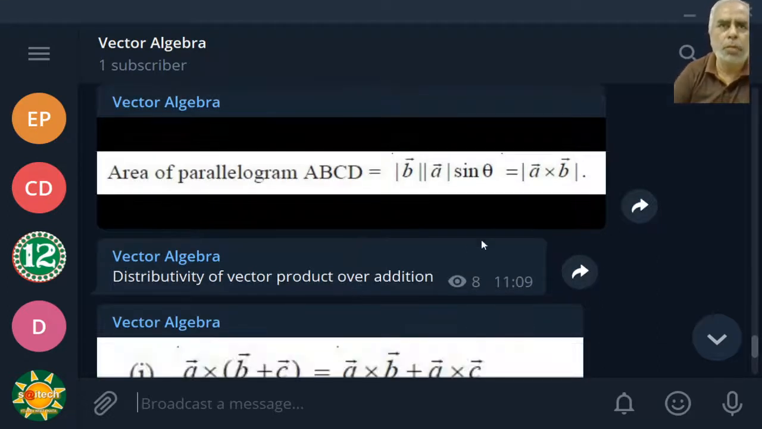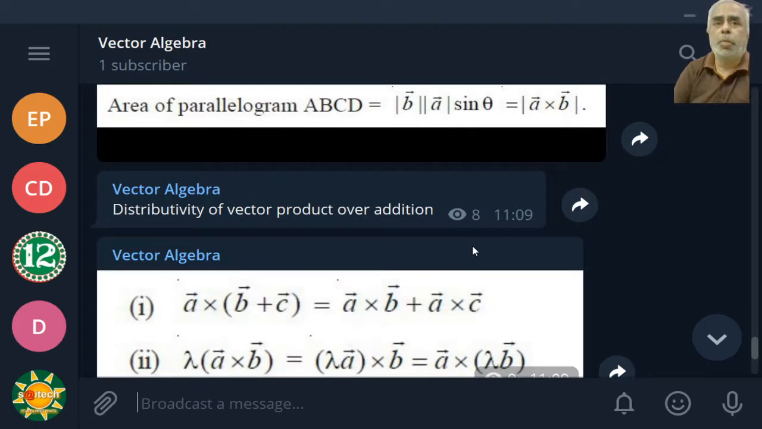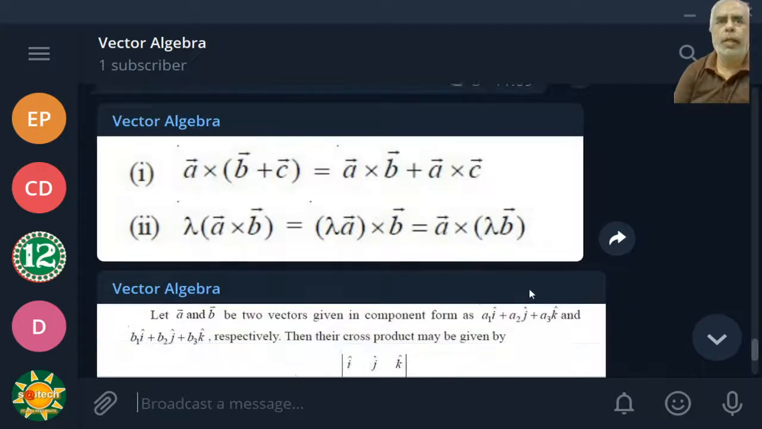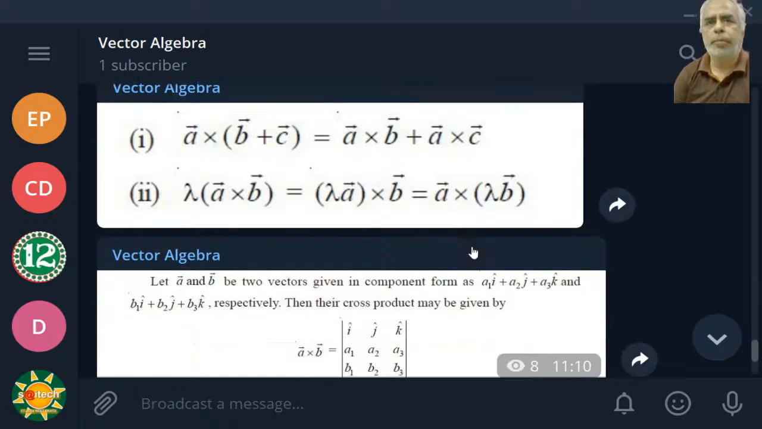So remember this formula and the distributive property. Once again, you have to be careful about the cross product. So A cross of B plus C is equal to A cross B plus A cross C. And similarly when a scalar is distributed, lambda A cross B is equal to lambda times A cross B, that is equal to A cross lambda B. So we can associate in this way.